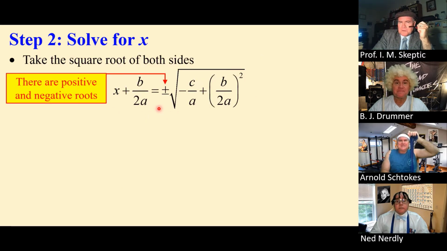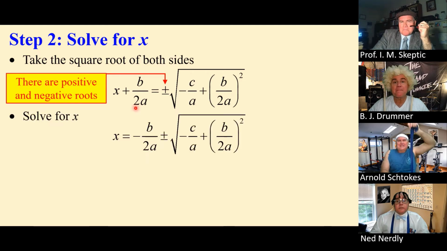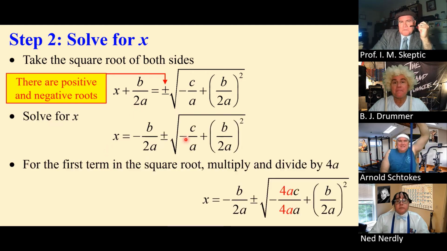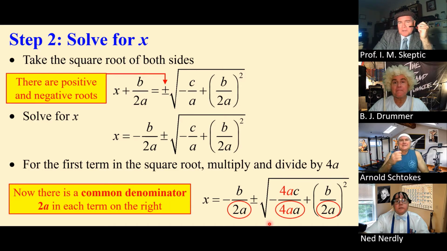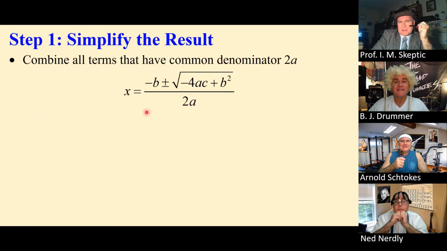When you take a square root, you get positive and negative roots. Now move this to the right to solve for x. For this first term, we multiply and divide by 4a. That gives us a common denominator 2a in all the terms. These are the square of 2a since this is all under the square root sign. We simplify by combining all the terms with the common denominator 2a.